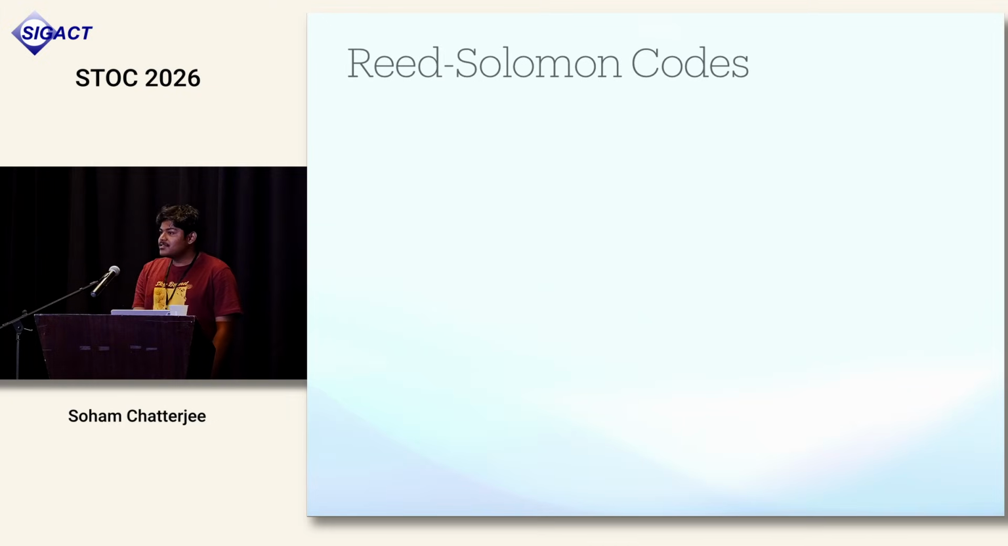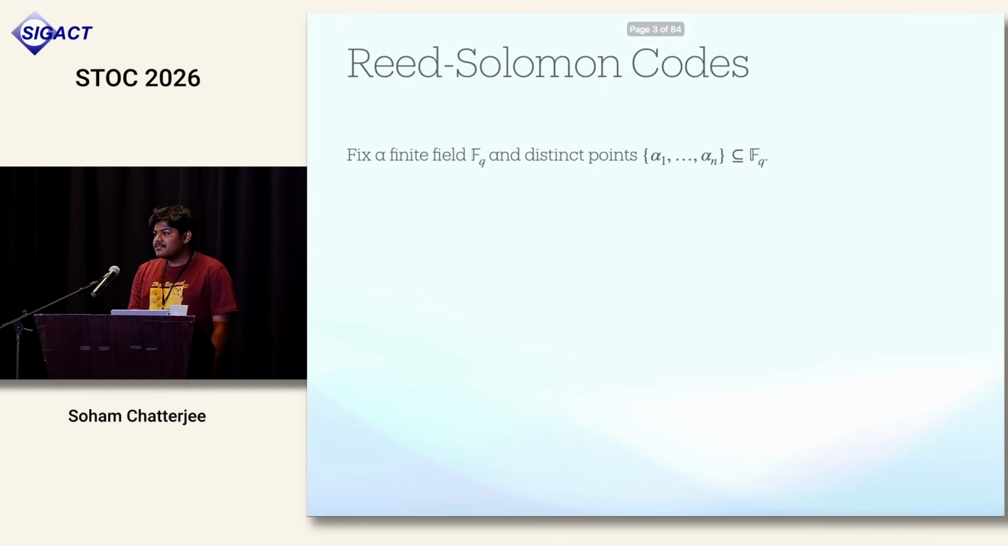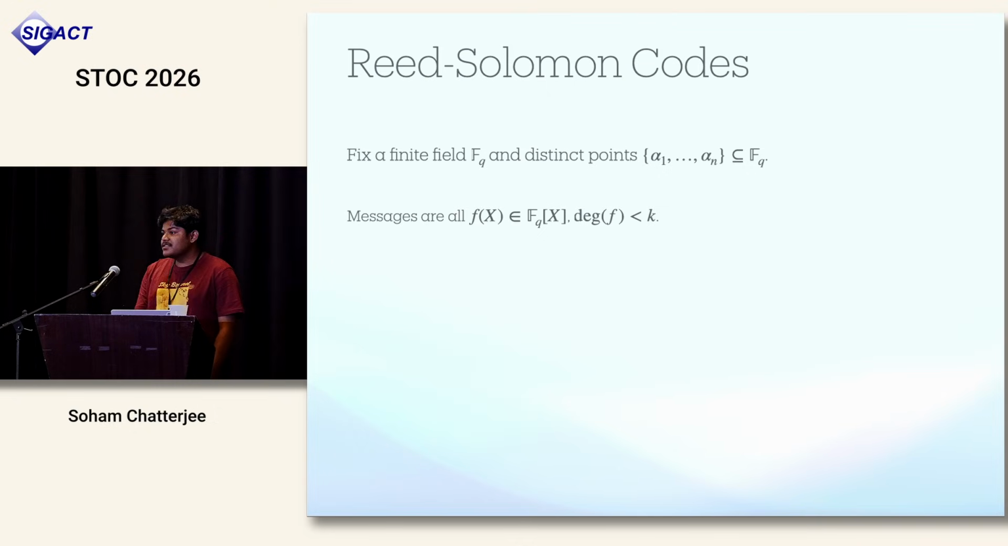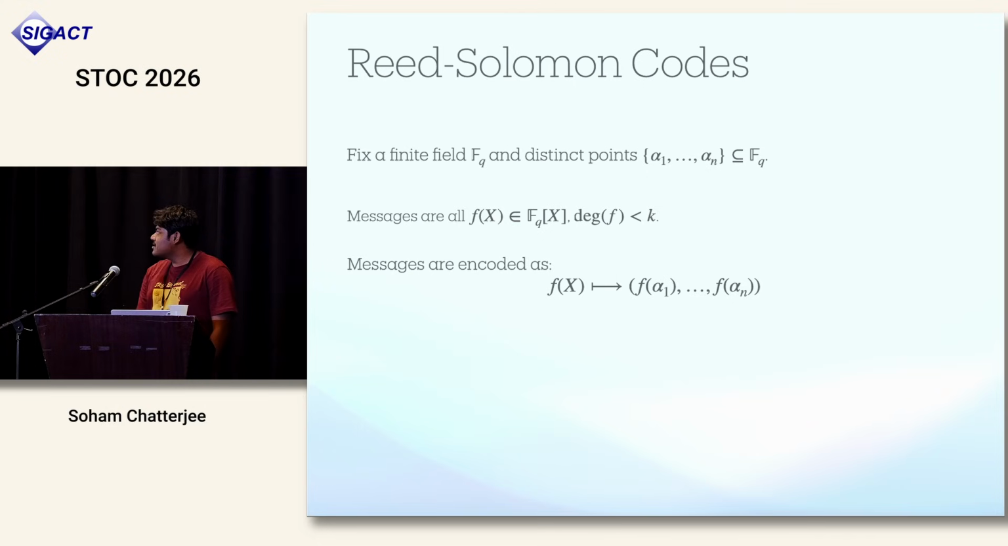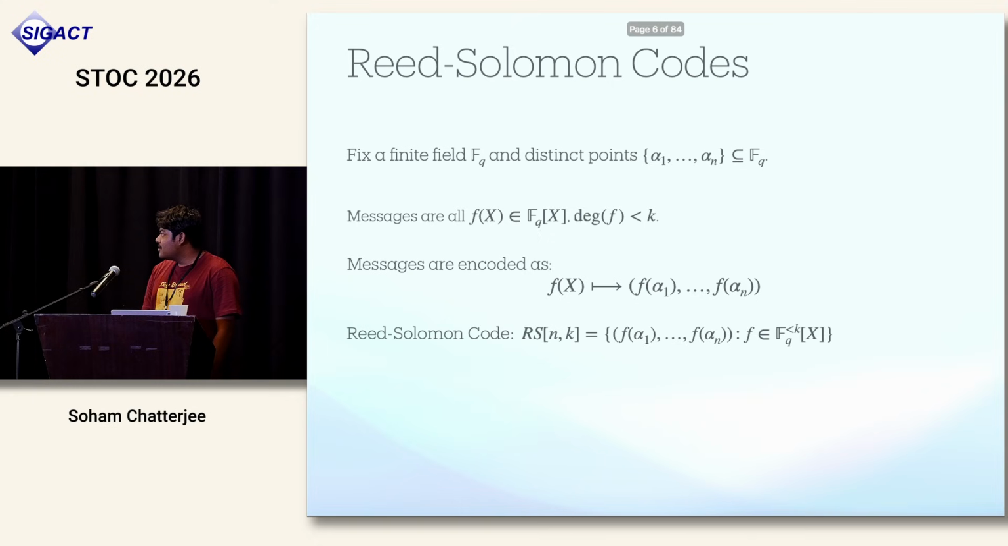So let's quickly go through what Reed-Solomon codes are. You have a fixed finite field F_q, and you have n distinct points, alpha 1 to alpha n. Your message space is all univariate polynomials over F_q of degree less than k. Each of these polynomials f(x) you encode by evaluating the polynomial at all these distinct points, alpha 1 to alpha n. Your Reed-Solomon code RS of n comma k is all these encodings of univariate polynomials of degree less than k. So naturally the rate becomes k by n, and the distance is n minus k plus 1.